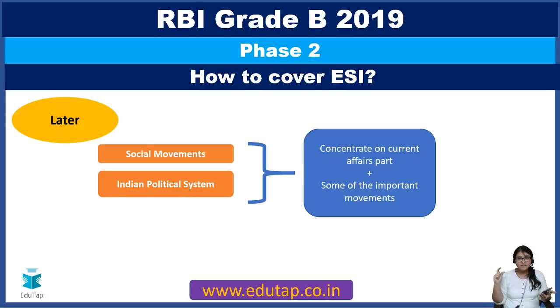We have seen the other 3 sections: reasoning, English, and the mathematics part, the quantitative part. So your phase 1 is done. For phase 2, we have concentrated on how to cover ESI. We have seen that starting from September 20 till October 7, you can build upon your concepts. That is going to help you understand the current affairs better. Plus, concept based questions are also there, which you will solve very easily.